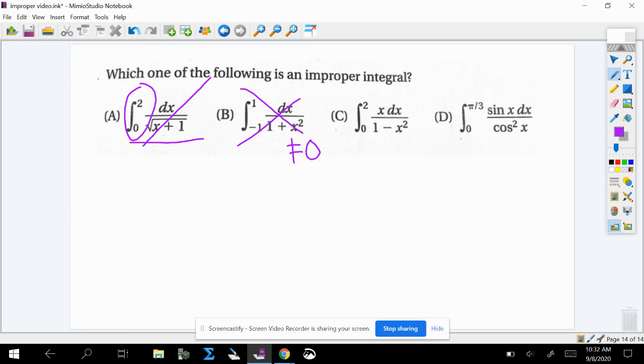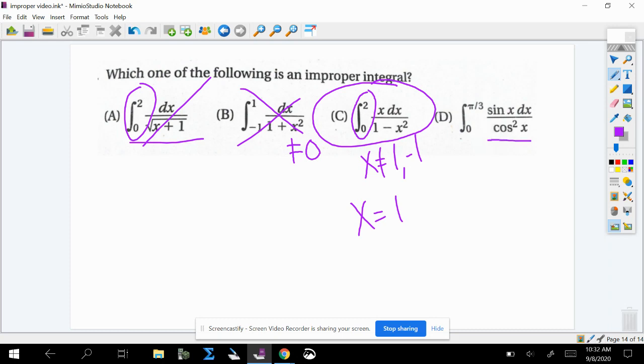This one, let's see, if x equaled 1 or −1, I would get a denominator that equals 0. And if I look at my boundaries, they are 0 to 2, so 1 is in there. So here is my winner. This is an improper integral because of x equals 1. So I would have to break this into two separate integrals like the one we just did.